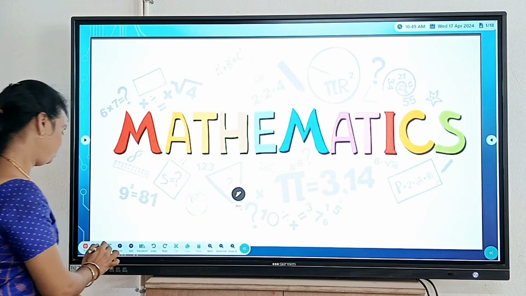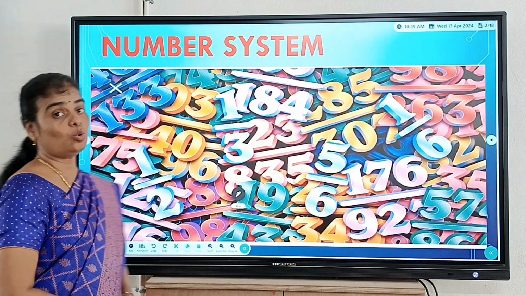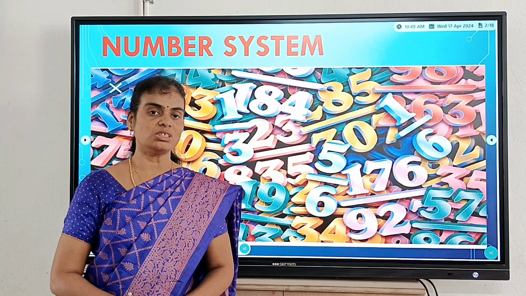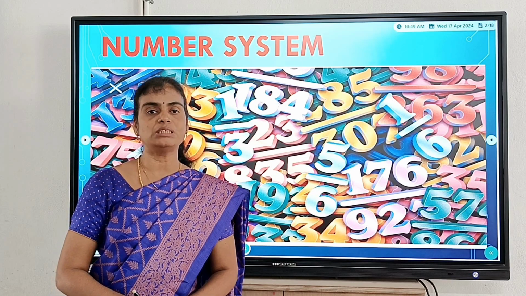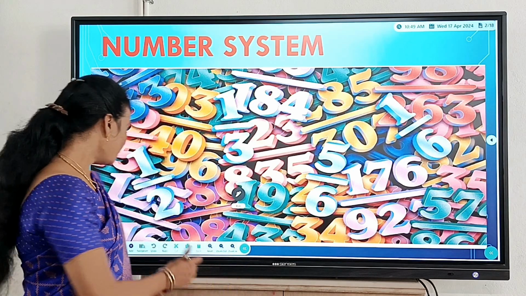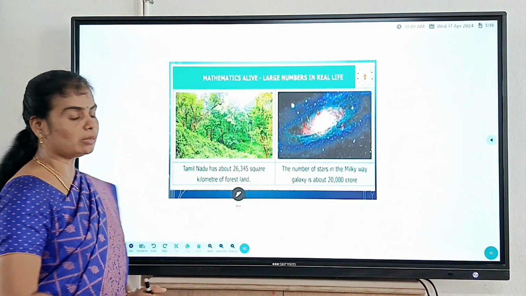Number system. What are these numbers? Wherever we are, whatever things we see around us, we can find so many numbers around us. So without numbers, there is no life. So in our exercise, what are we going to learn about?